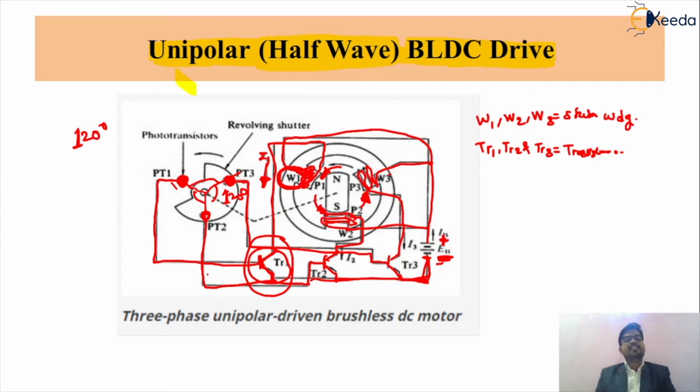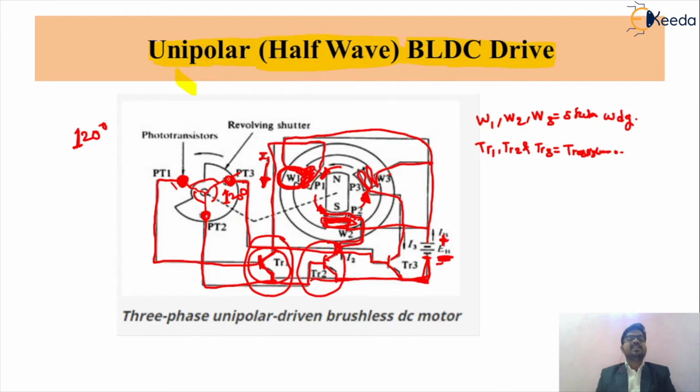When we are energizing the PT2 winding, this winding will be inductive in nature. So when we cut off the supply, due to its inductance property, the reverse current flowing through transistor number 2, this transistor T2, will be disturbed.